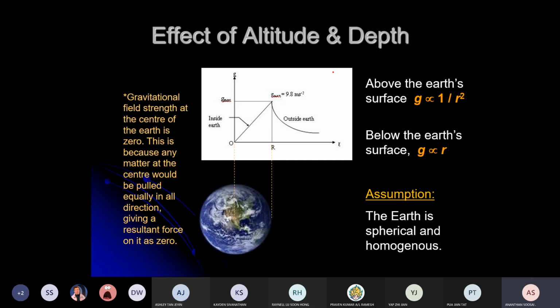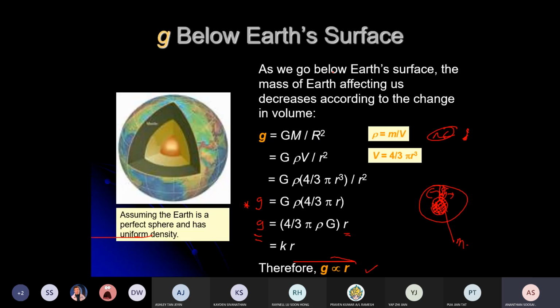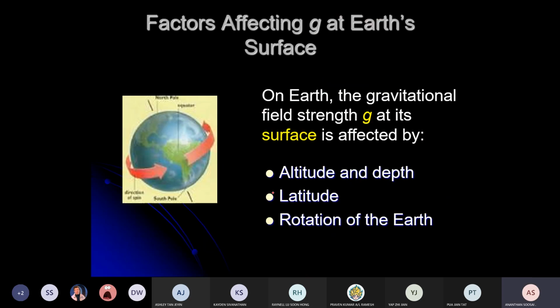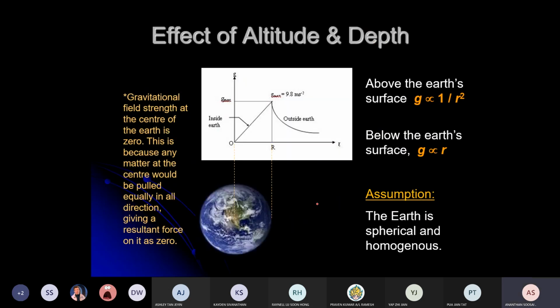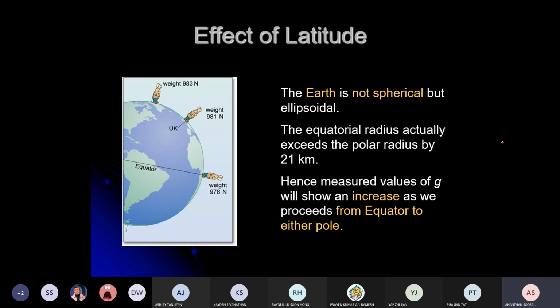Okay. So we go to the next factor. Next factor, what affects gravity? Latitude. The other class, Friday, I told you about the North Pole and the equator. The North Pole is found to have a greater gravity. Latitude affects gravity. Why? Why does the North Pole have a greater gravity? So this is the reason why.